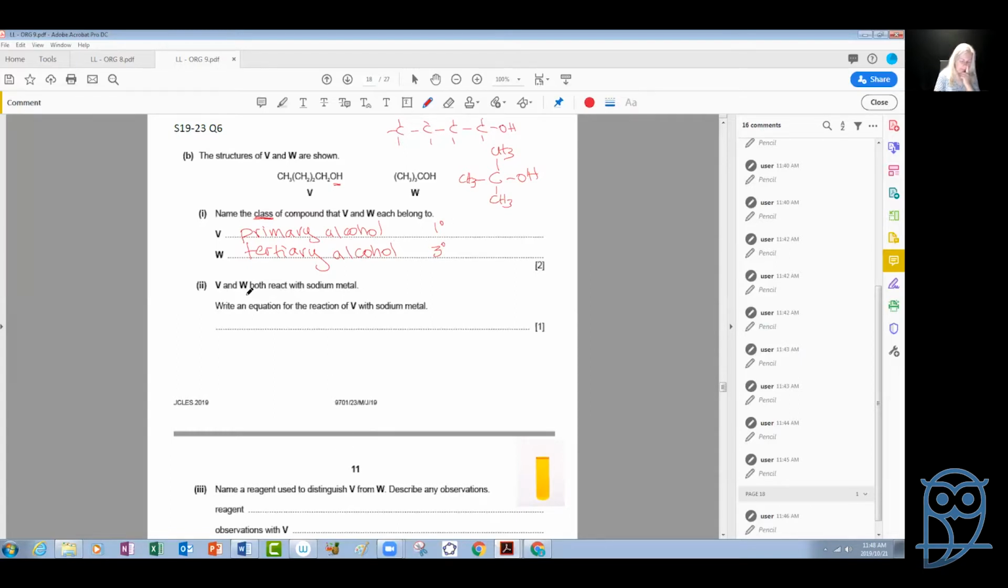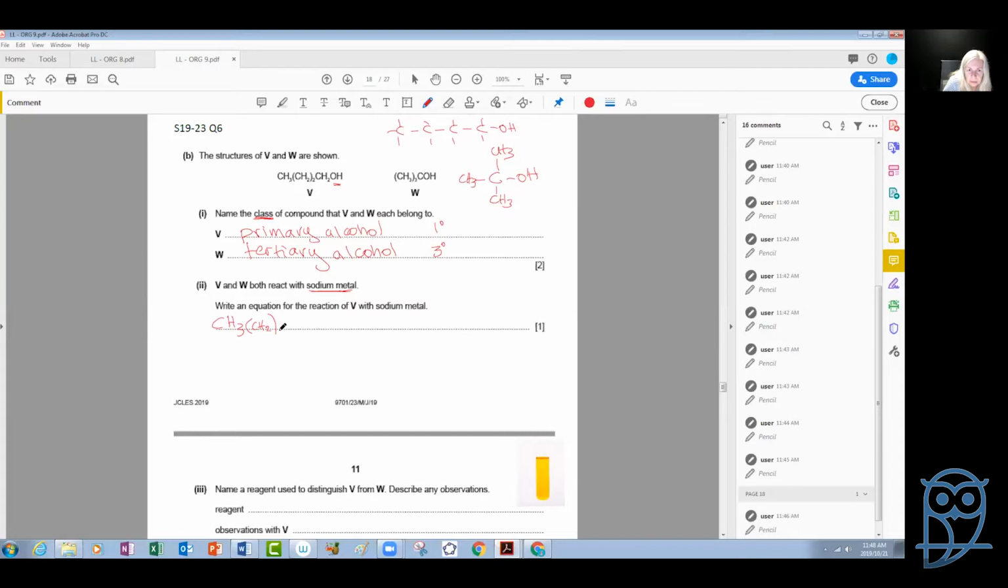V and W both react with sodium metal. Actually, I must tell you that they do love these questions with sodium metal, where the alcohol reacts with sodium metal, because they want to see if you understand which bond is going to break in the alcohol. Write an equation for the reaction of V with sodium metal. Okay, so this is the alcohol, and we need to write the reaction.